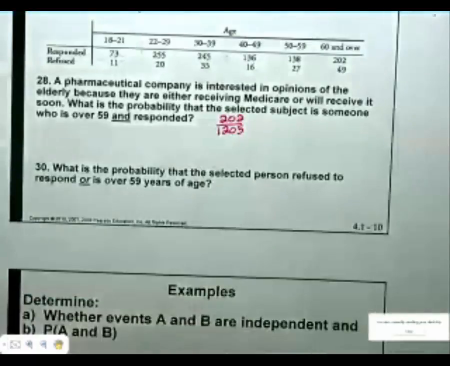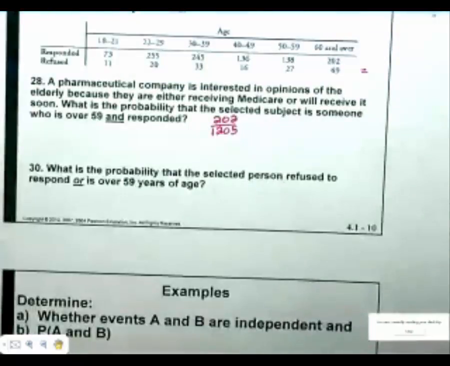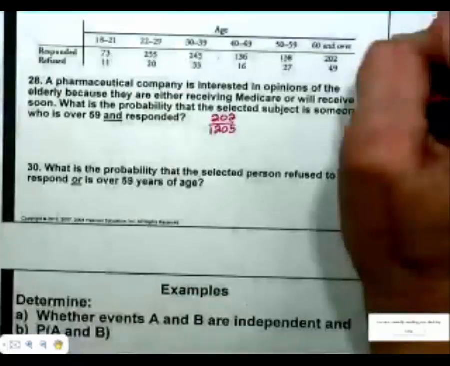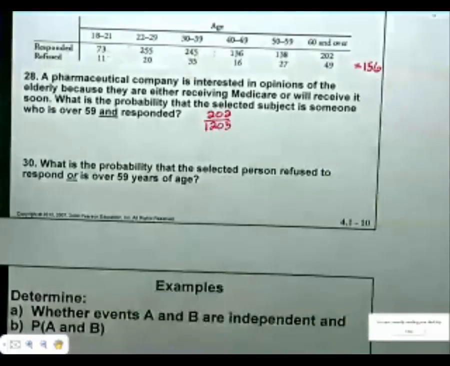Is anybody ahead of me and already done that? You are helping me so much. Thank you. All right. So 156 refused to respond. How many were over 59? Still right answer to the wrong question, Jane. I said how many refused to respond, no, how many were over 59? And that's not just 49, it's what? Total? Yeah, 202 plus 49. Because the question I asked was the total number who were 60 and over. That's 251.